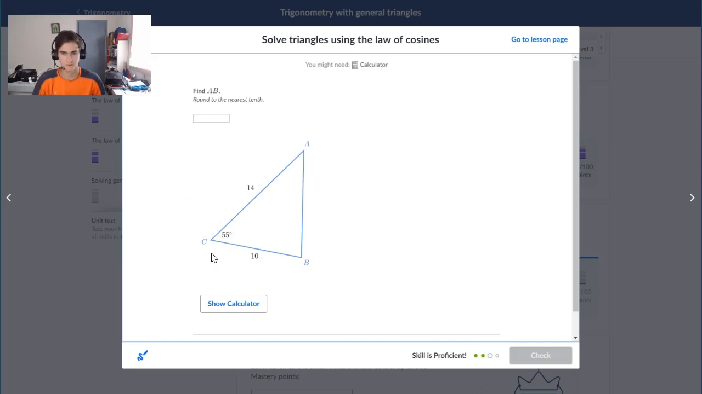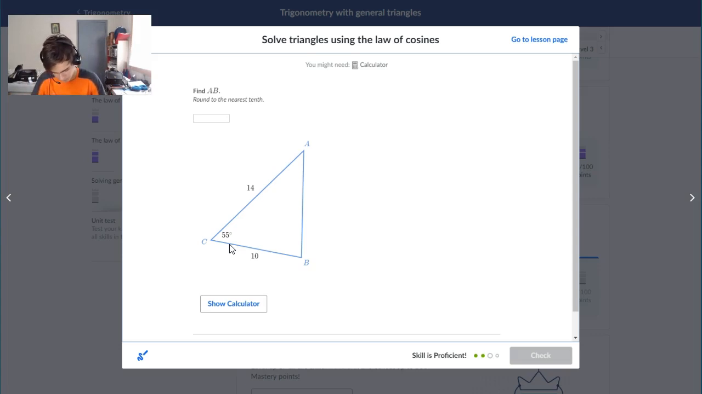So we are asked to find AB and round to the nearest tenth. So we know that this side is AB right here. It's unknown, and we are given these 2 sides and this angle. So we will make AB c squared, and we can plug in all the other variables like we did before. 10 squared, 14 squared, and then minus 2 times 10 times 14, and cosine 55.